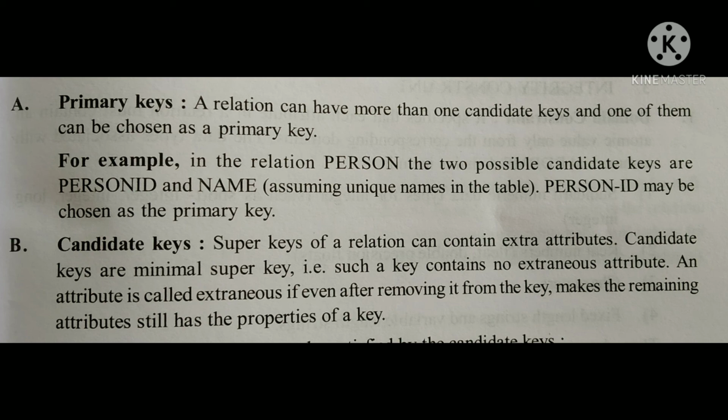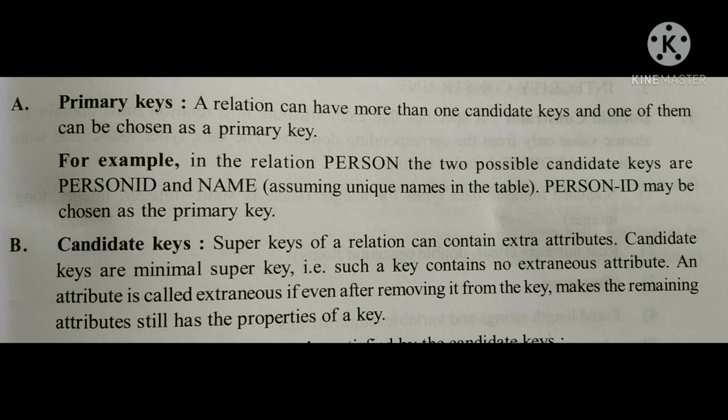The second one is the candidate key. Super keys of a relation can contain extra attributes. Candidate keys are minimal super keys, that is, such a key contains no extra attributes. An attribute is called extraneous if, even after removing it from the key, the remaining attributes still have the properties of a key.